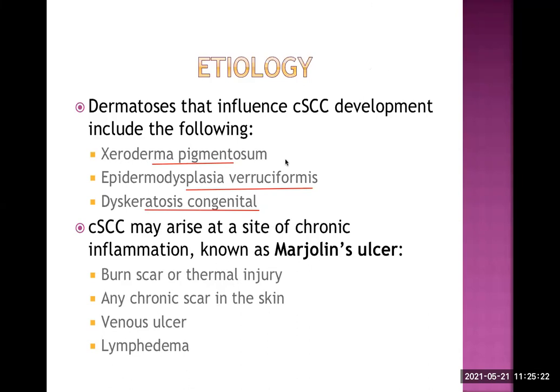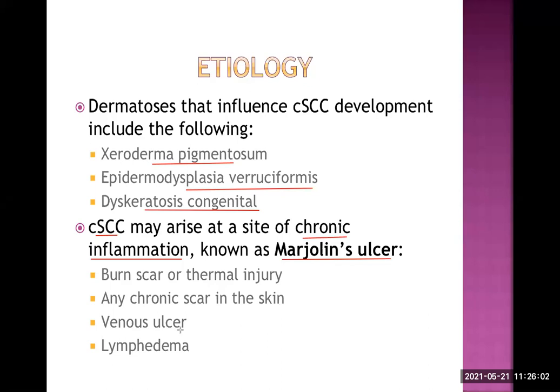Now, one of the very important knowledge here: sometimes cutaneous squamous cell carcinoma may arise at a site of chronic inflammation. And this type of squamous cell carcinoma is known as Marjolin's ulcer. Very important MCQ question from the surgical exam, Marjolin's ulcer. Now, what are those situations where there is chronic ulceration in the skin? It can be anything like burn scar or thermal injury scar, any chronic scar in the skin because of some wound in the past.